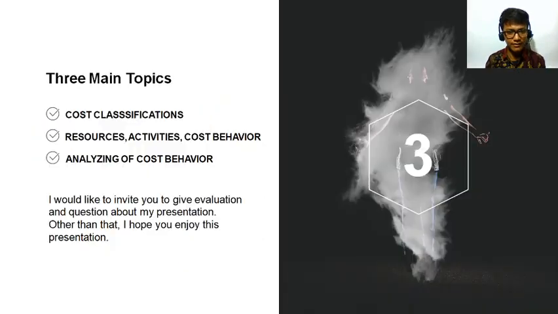So this is my profile. We will be looking at three main topics: cost classifications, resources, activities, cost behavior, and the last is analyzing cost behavior.